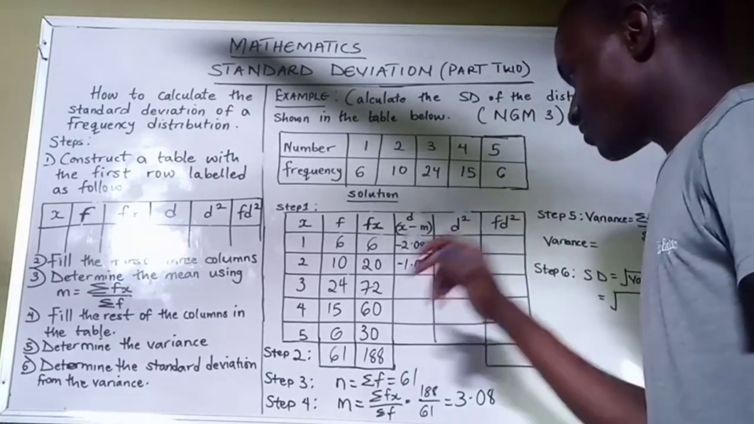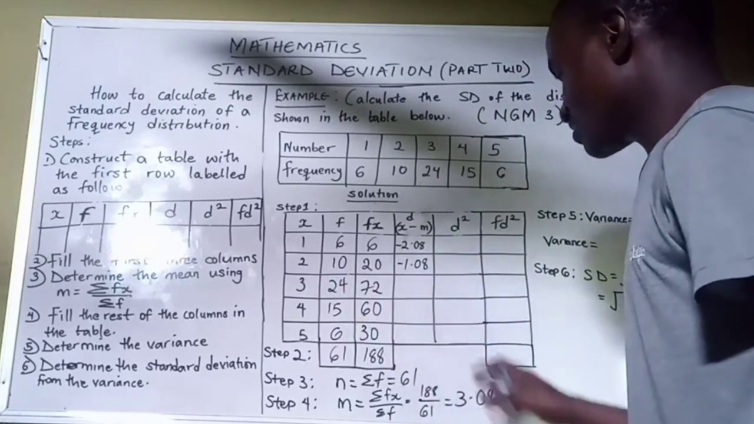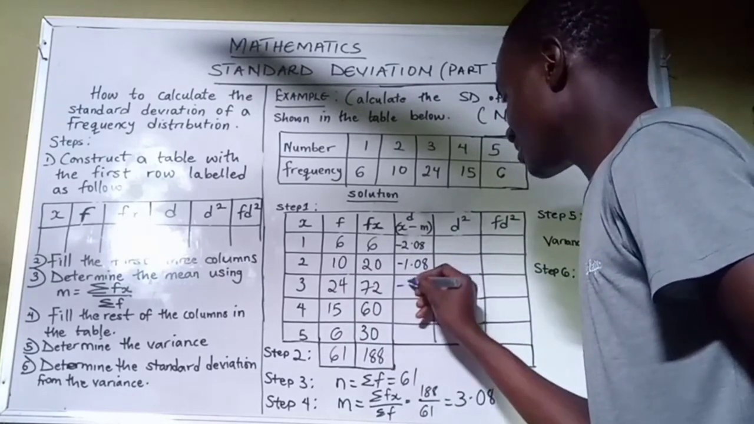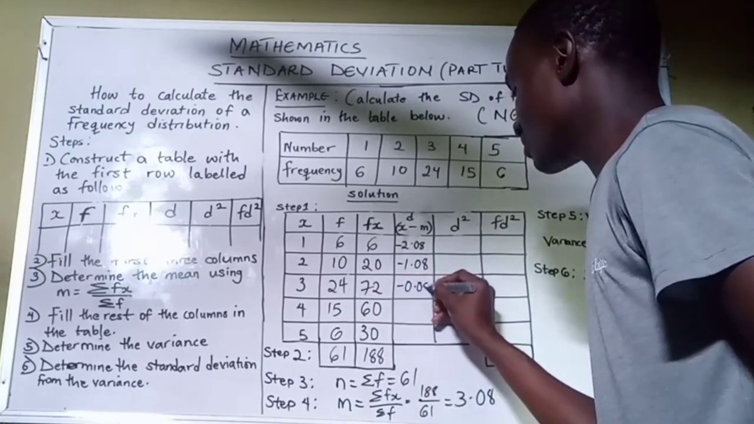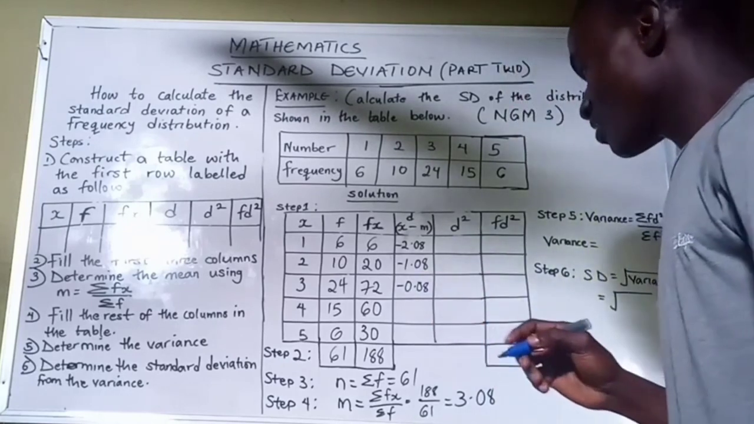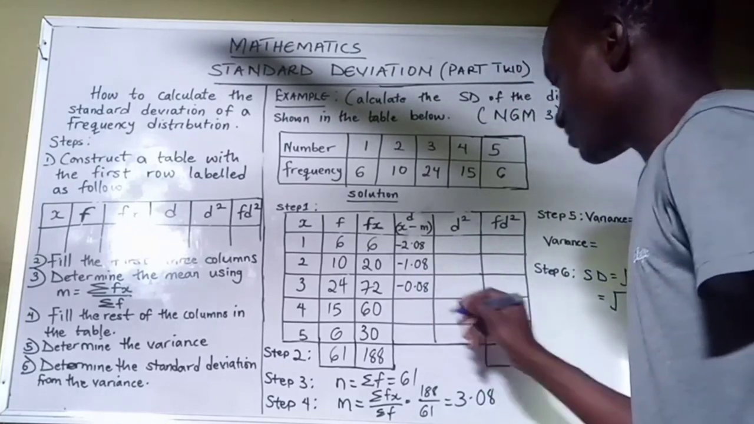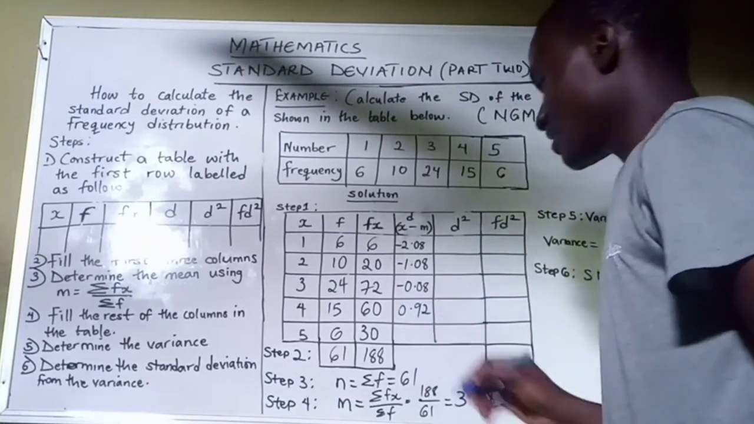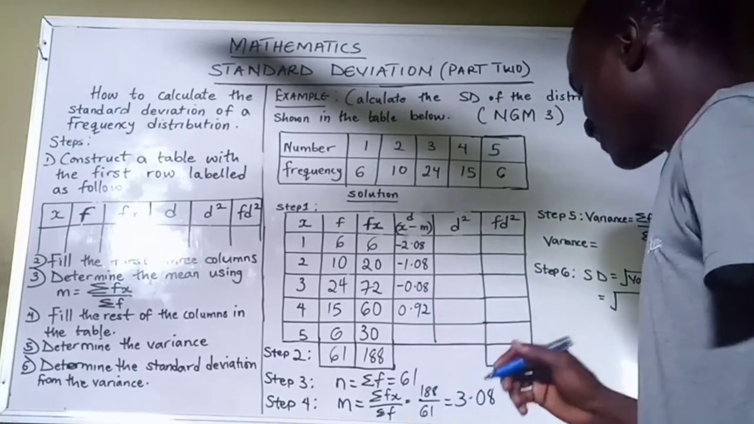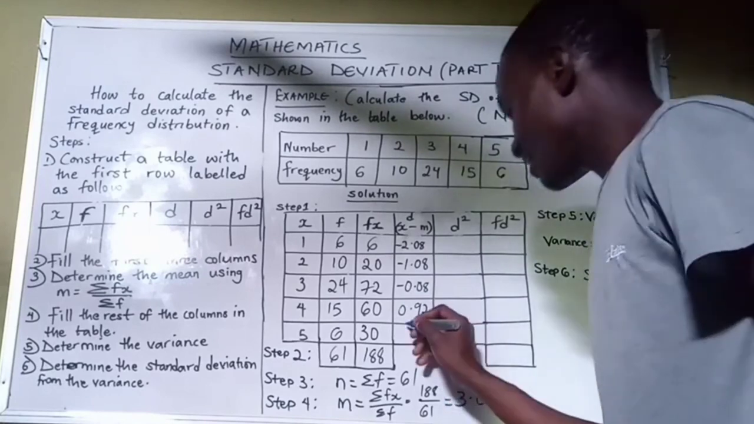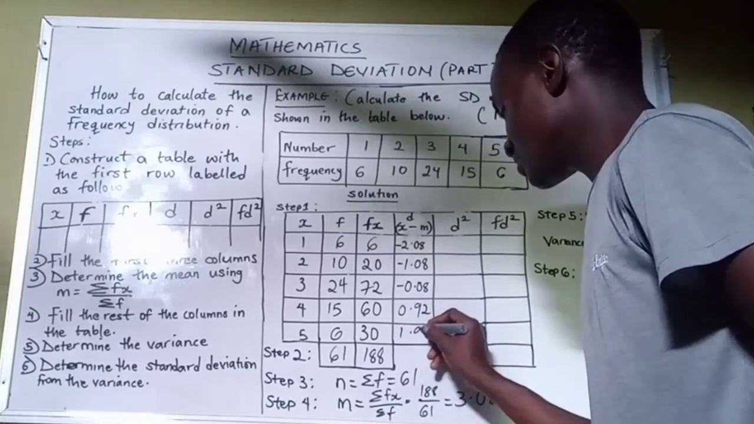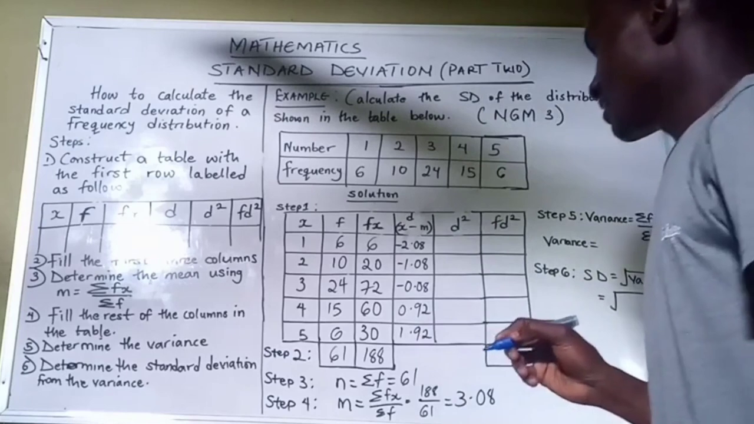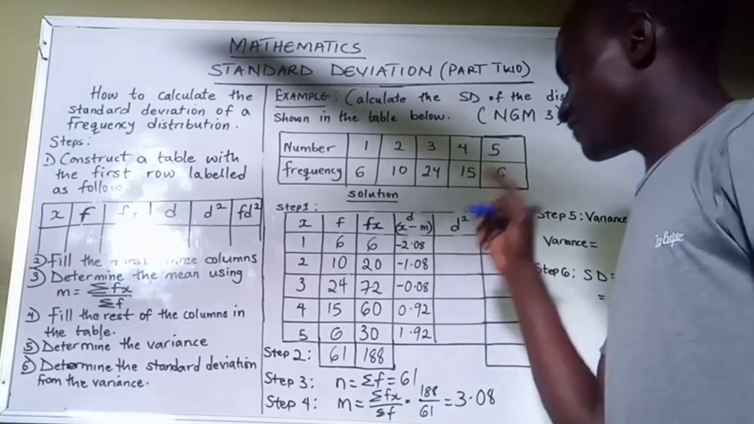The next one, what is 3 minus 3.08? That gives us negative 0.08. The next one, what is 4 minus 3.08? That gives us 0.92. And the next one, what is 5 minus 3.08? That gives us 1.92. The next thing is to find the deviation squared.